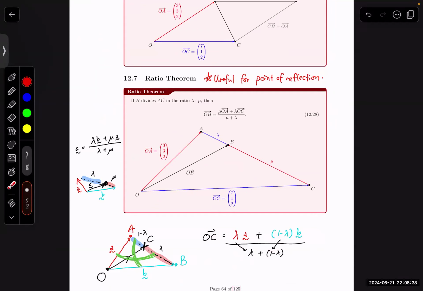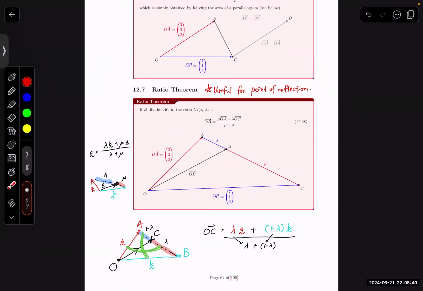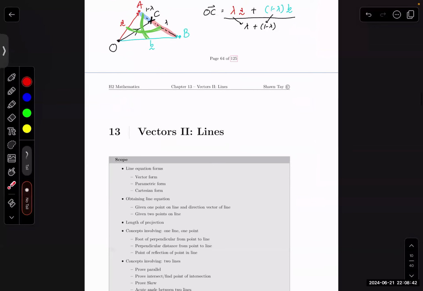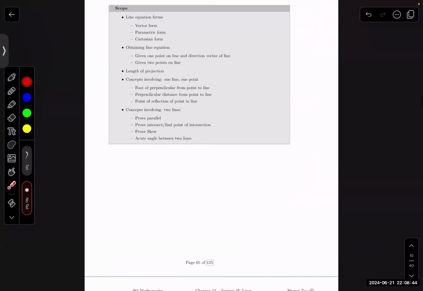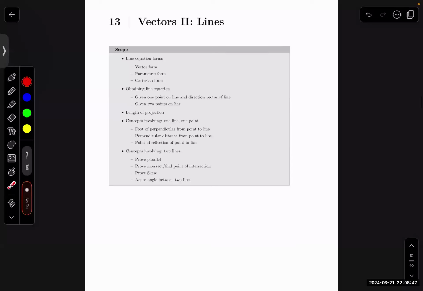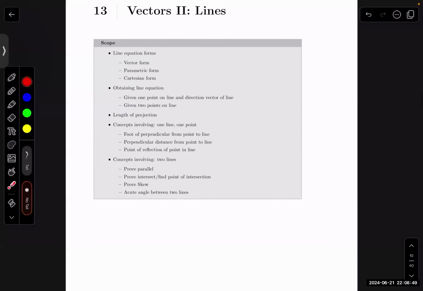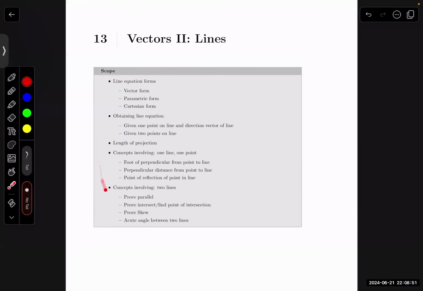Now let's dive into lines and planes. I hope I didn't miss out anything, but let's just skim through this first. For lines, I included a scope here. For planes, I forgot to include this box. So I will type it out later, then I will send a revised version of this box. I'll include it for planes. But basically, I want to type out a scope like this. This can be used as a checklist for your revision.